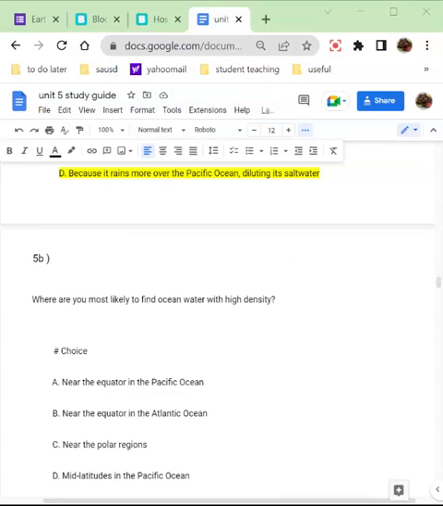Okay, so where are you most likely to find ocean water with the highest density? High density means the most salt, because the more salt there is, the more density there'll be, because when salt dissolves, it adds to the mass. Say near the polar region, it doesn't rain as much as the others. So with less rainwater diluting, they would have the most salt.